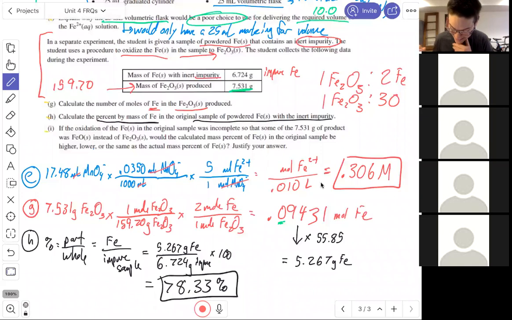Okay, and then the last question says, if the oxidation of the iron in the sample was incomplete, so that some of the product was FeO instead of Fe2O3, would the calculated mass percent of Fe in the original sample be higher, lower, or the same as the mass percent of the iron?